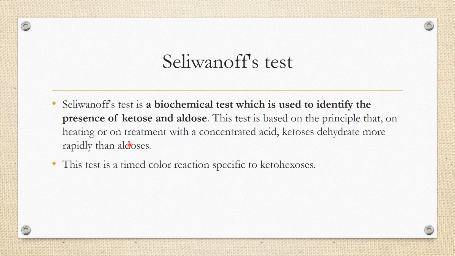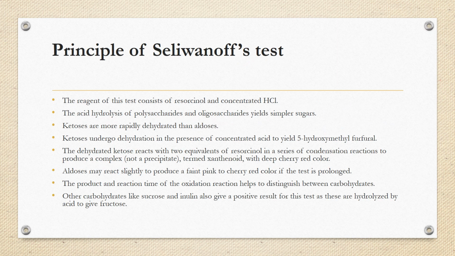So aldoses take more time to give a positive result. Ketoses do not need too long a time. So this test depends on the time of the formation of the color for the positive test. This is the principle of Seliwanoff's test.